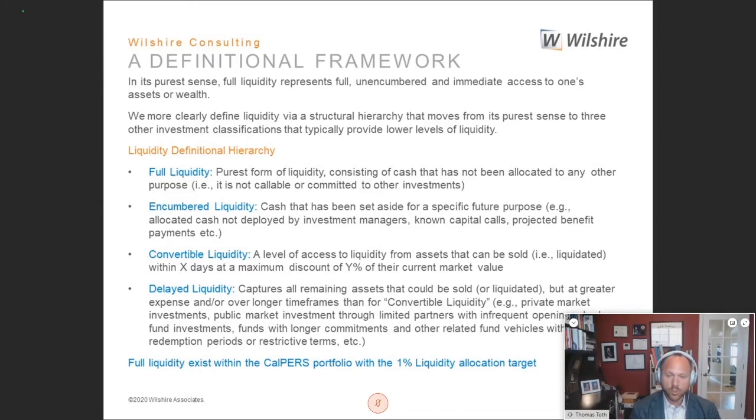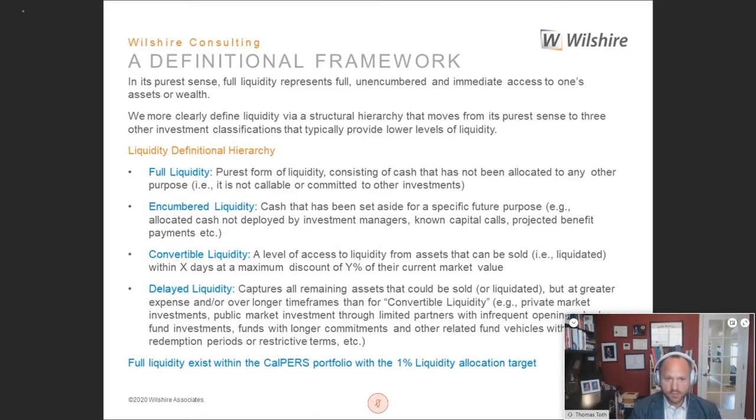So as you think about liquidity, we'll call it a tiered hierarchy here, ranging from full liquidity, which is cash that's available for any use. It hasn't been earmarked for anything, all the way down to convertible liquidity and delayed liquidity. For convertible liquidity, there is some access there that can be sold within a certain period of time. Delayed liquidity, you can think about all private markets as sitting within that bucket. Given infrequent openings, lack of liquidity, and incredible discounts that would need to be taken to dispose of private investments, those should not be considered ready sources.